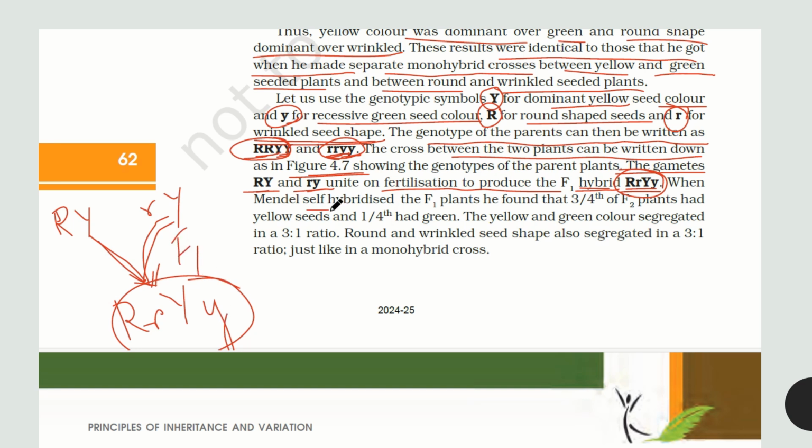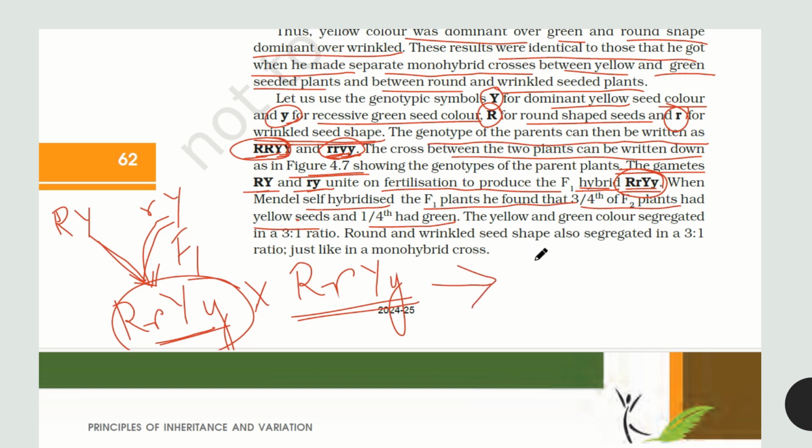So when Mendel self-hybridized the F1 plants, he found 3/4 of the F2 plants had yellow seeds and 1/4 had green seeds. So what is the meaning of self-fertilizing? We know that this is again crossed with the same type of genotype. So this is self-fertilization. Then he is getting a ratio of 3:1. That is, 3 are yellow seeds and 1 is green seeds.